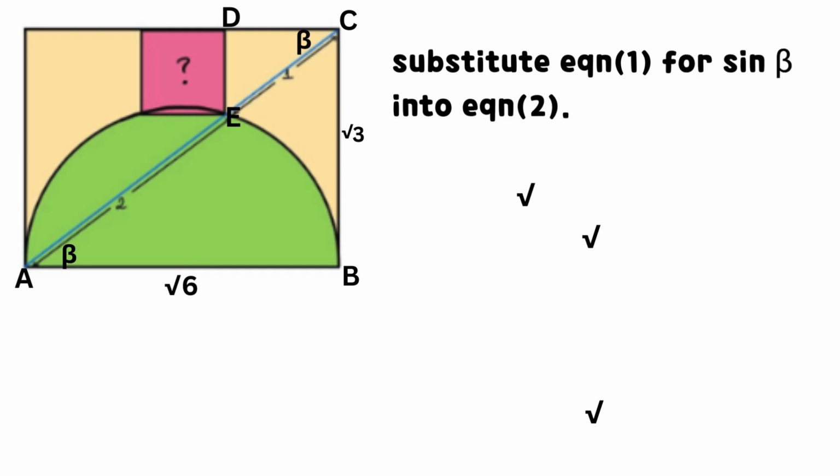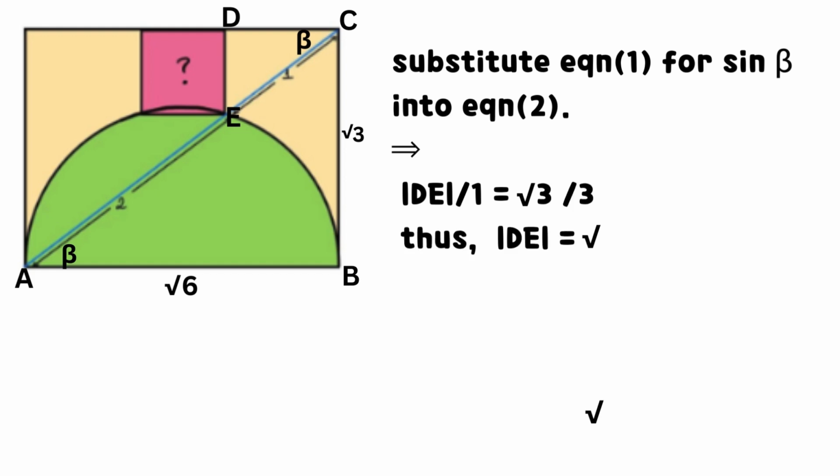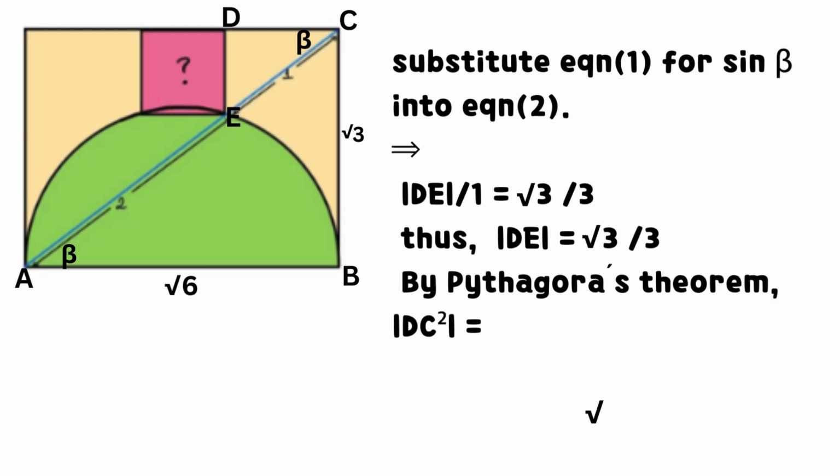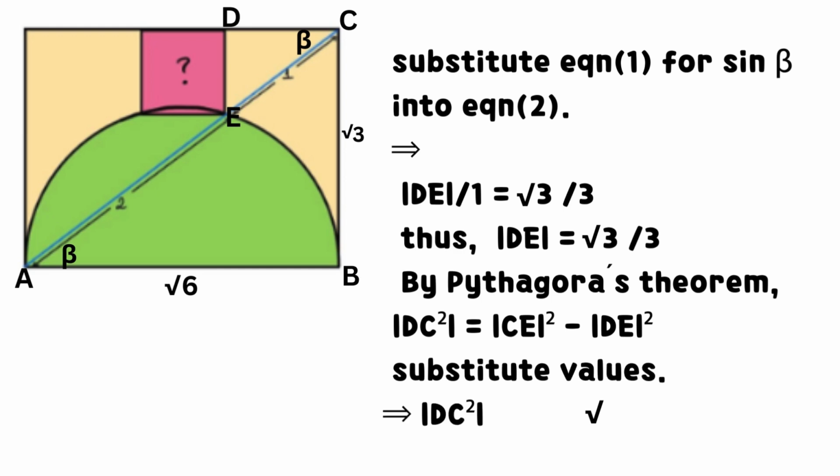Substitute equation 1 for sine beta into equation 2. It follows that line DE divided by 1 equals the square root of 3 divided by 3. By Pythagoras' theorem, the square of line DC equals the square of line CE minus the square of line DE. Substitute values and we have that the square of line DC equals the square of 1 minus the square of the square root of 3 divided by 3, which equals 1 minus 3 divided by 9.